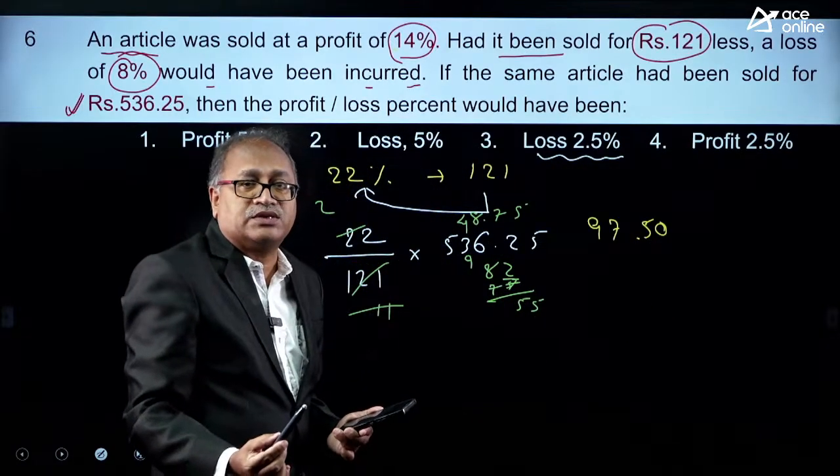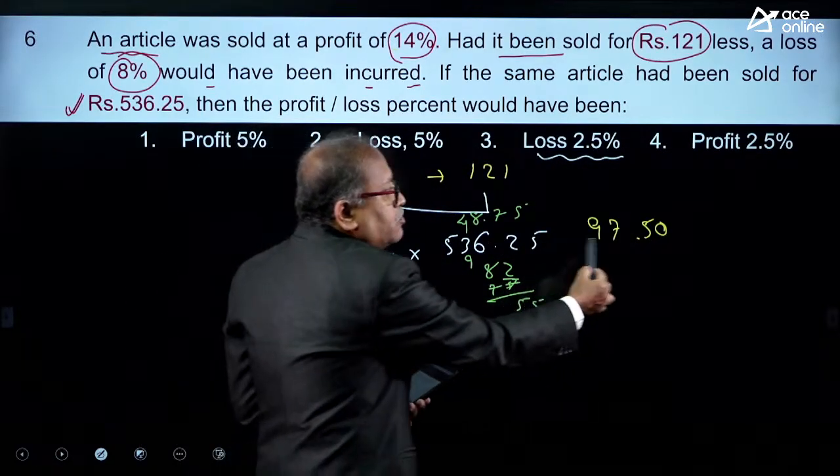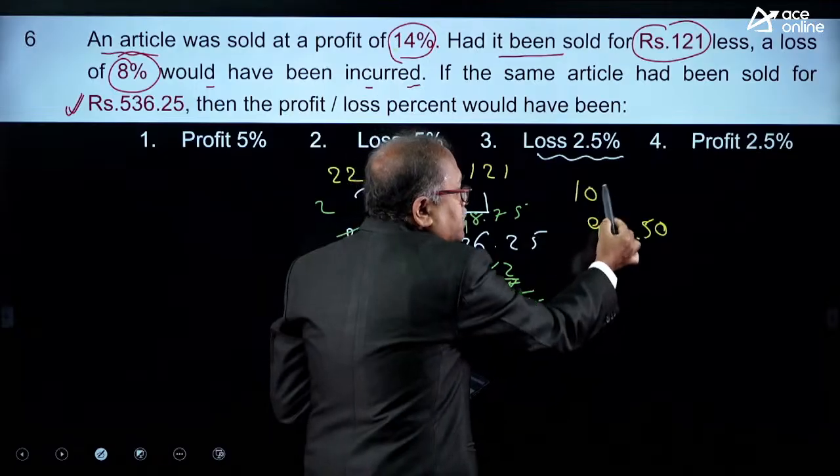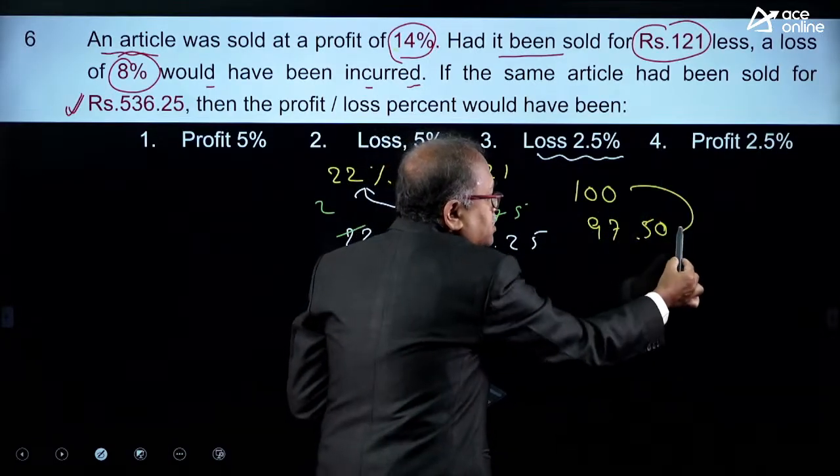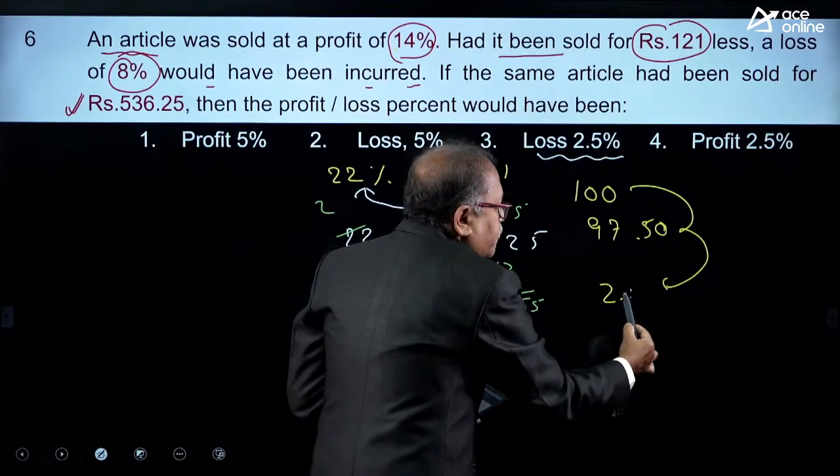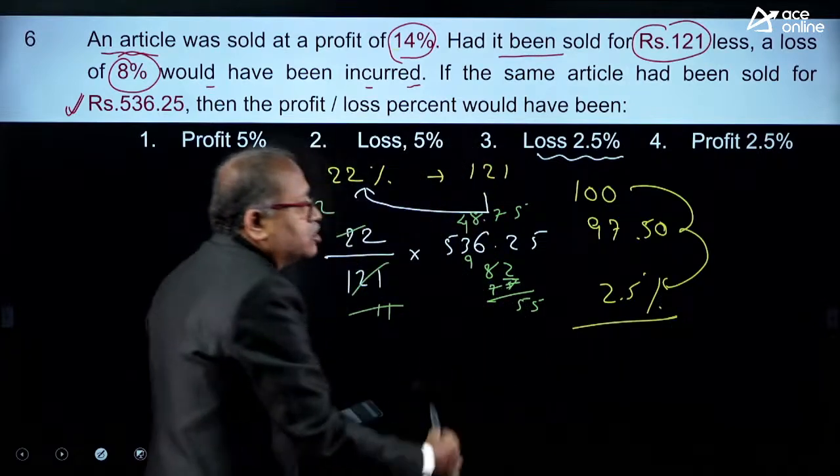97.5% of the cost price. So obviously, what is the loss over here? That is 100% minus this. I'm getting that 2.5% is the loss.